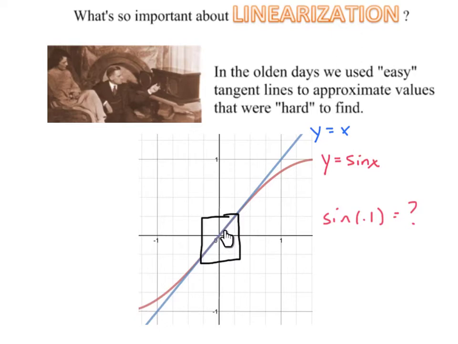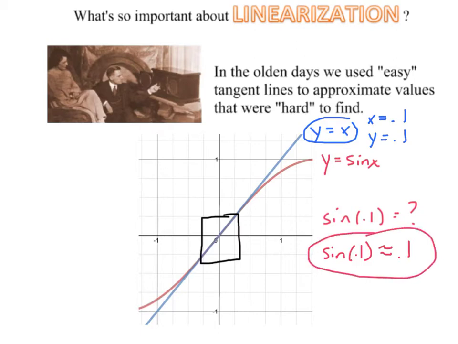So if I plugged 0.1 in here, if x was equal to 0.1, well, that means y is equal to 0.1. So we could estimate, using our tangent line, that the sine of 0.1 is approximately 0.1 because the tangent line's value is 0.1 and the tangent line and the function sine of x are so similar. If you type in the sine of 0.1 to your calculator, you find out that to 3 decimals, 0.1 is a great estimate.